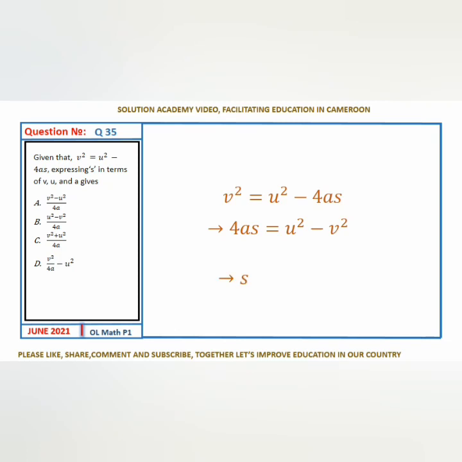So if we divide both sides by 4a, to make s the subject of the formula, we're going to have s equal to u squared minus v squared on 4a. And you see clearly that the correct answer to this question is B.